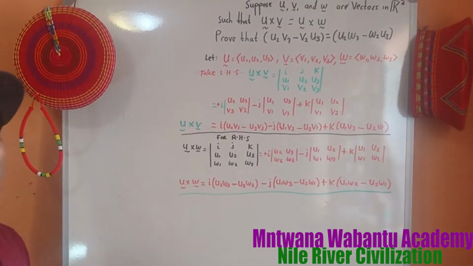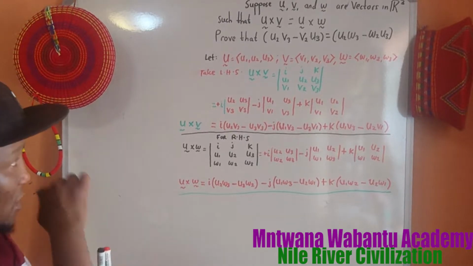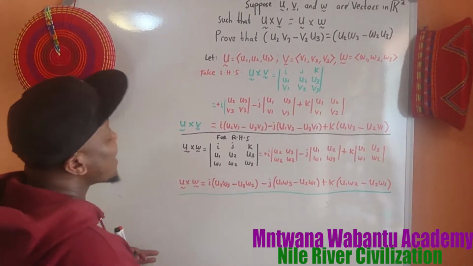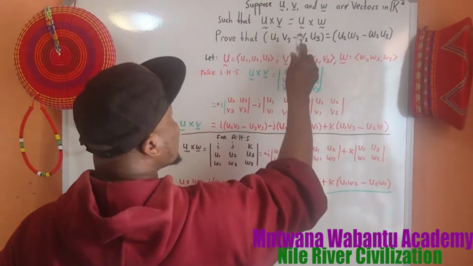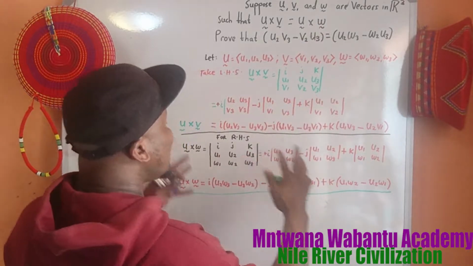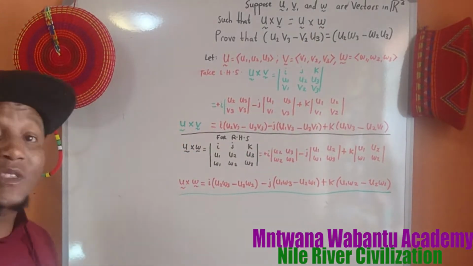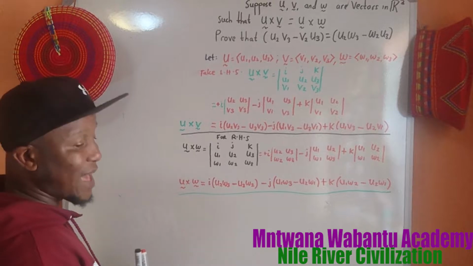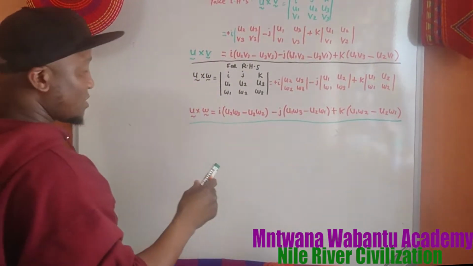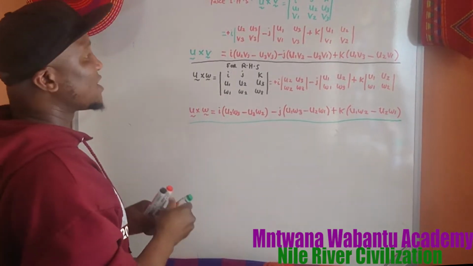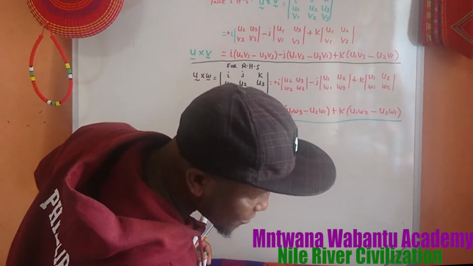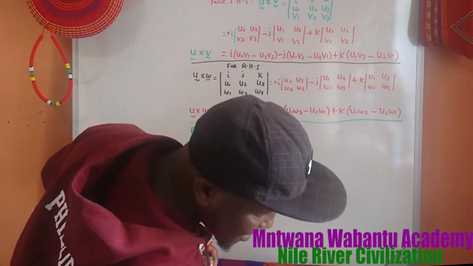So mathematically, for this to be valid, just like our side face is U cross V equal to U cross W. For this to be valid, which is valid by hypothesis, you gotta say V must be equal to W. See what I'm saying? So how am I going to conclude this? By hypothesis.